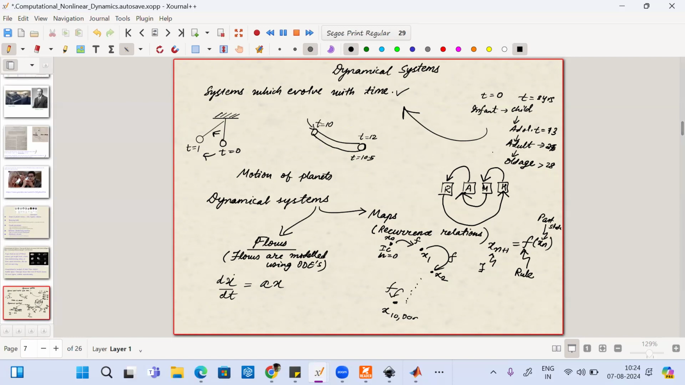You can see some examples, like the motion of planets is a dynamical system. Your lifetime is a dynamical system. Like infancy, t equals 0. Then your childhood is around t equals 8 years. Then you go to adolescence, t equals 13 years, and so on, and old age. That's a dynamical system: how with time the state of your body changes.